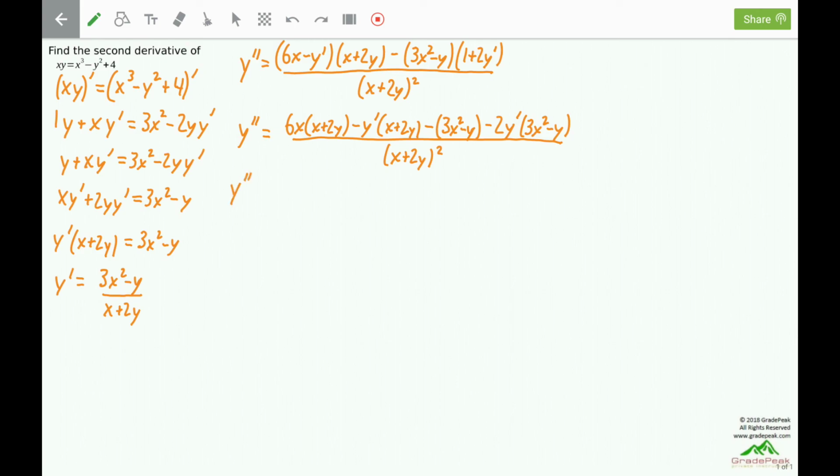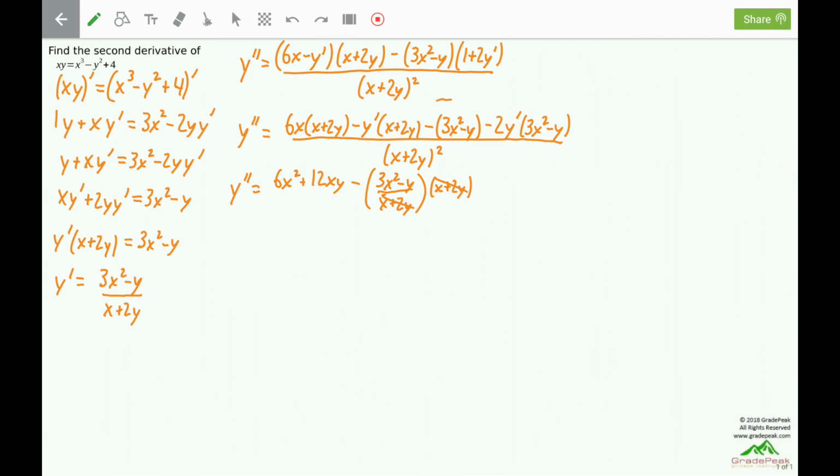So y double prime will equal to, I'm going to distribute the 6x in here, which will give us 6x squared plus 12xy. I'm now going to replace the y prime with 3x squared minus y over x plus 2y. And then that whole thing is times the x plus 2y. Nicely, that x plus 2y in the numerator and x plus 2y in the denominator can cancel. One of the reasons of distributing it in before replacing.